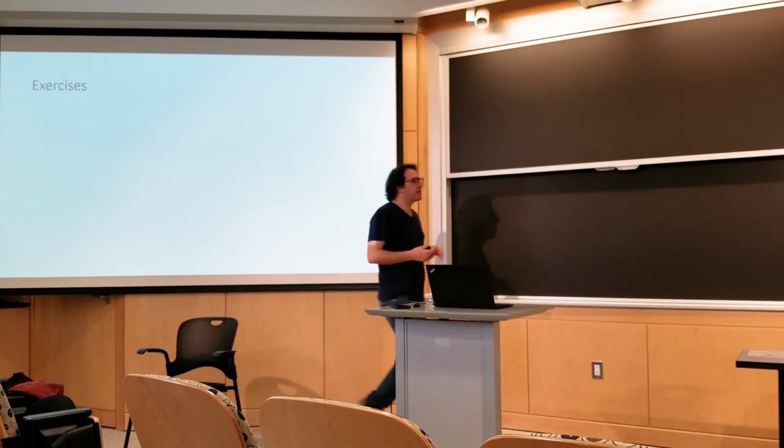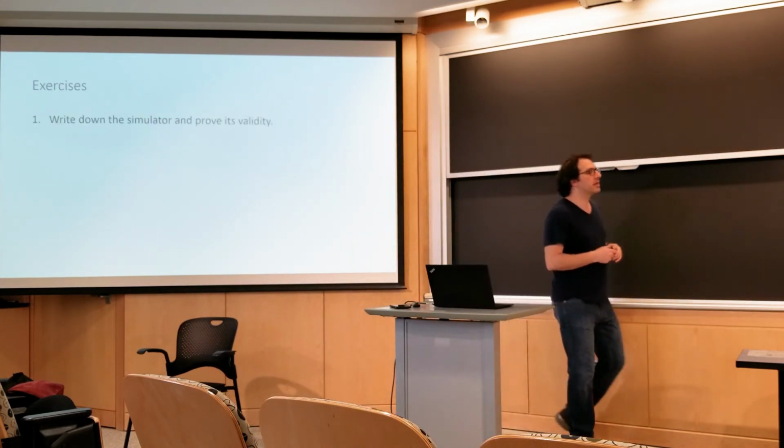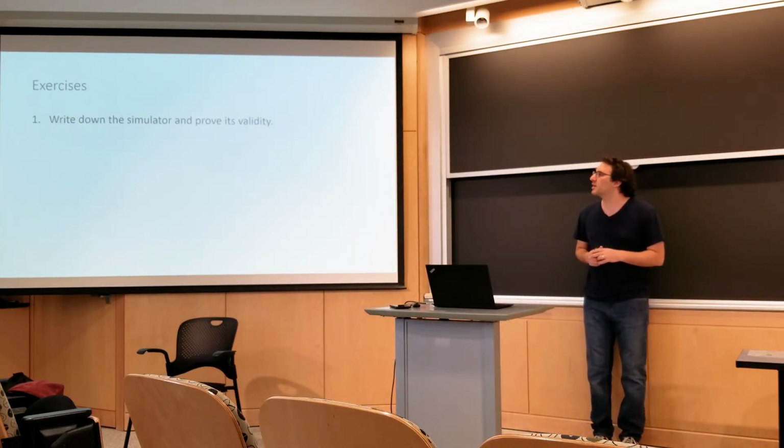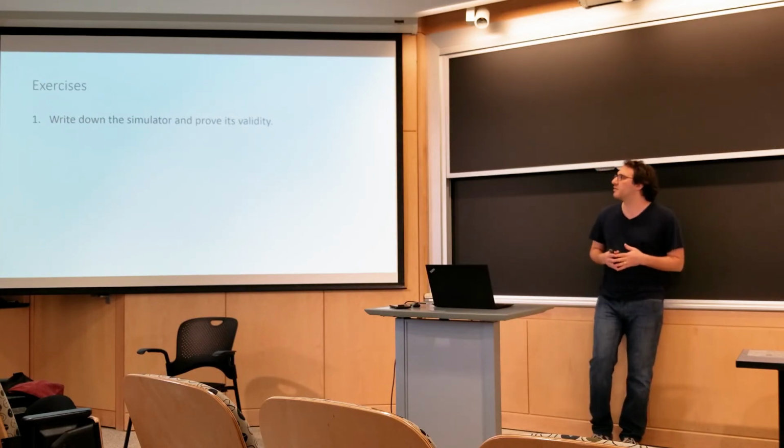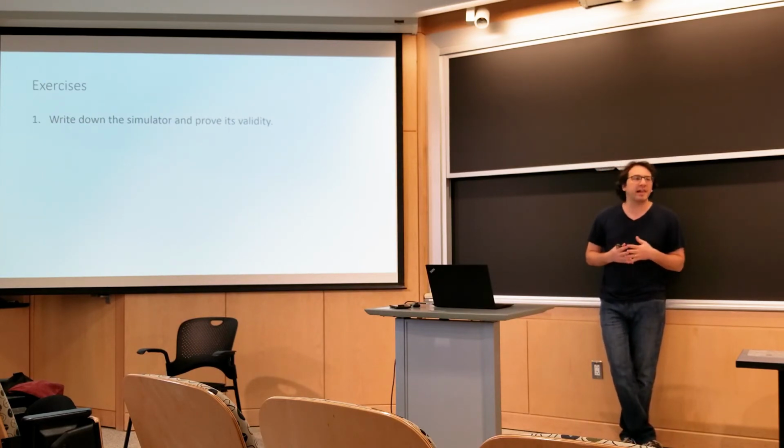So just some exercises to make sure you understand this construction correctly. So first, write down the simulator of the garbled circuit formally and prove that it's valid. In particular, answer this question of in which direction do I start changing the garbled gates from simulated to real?